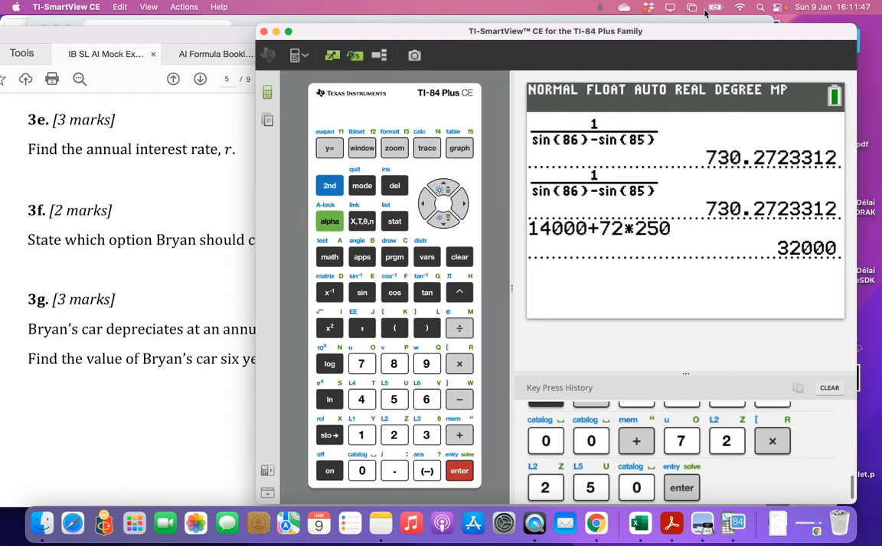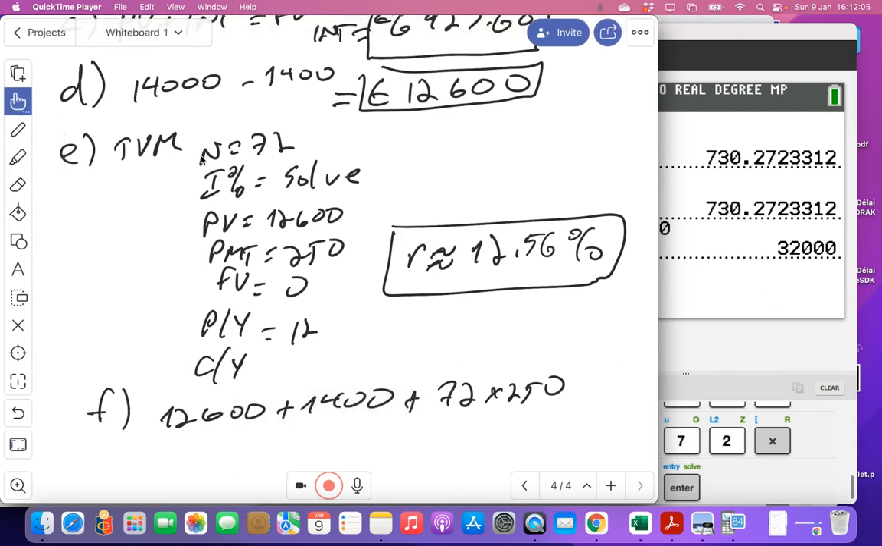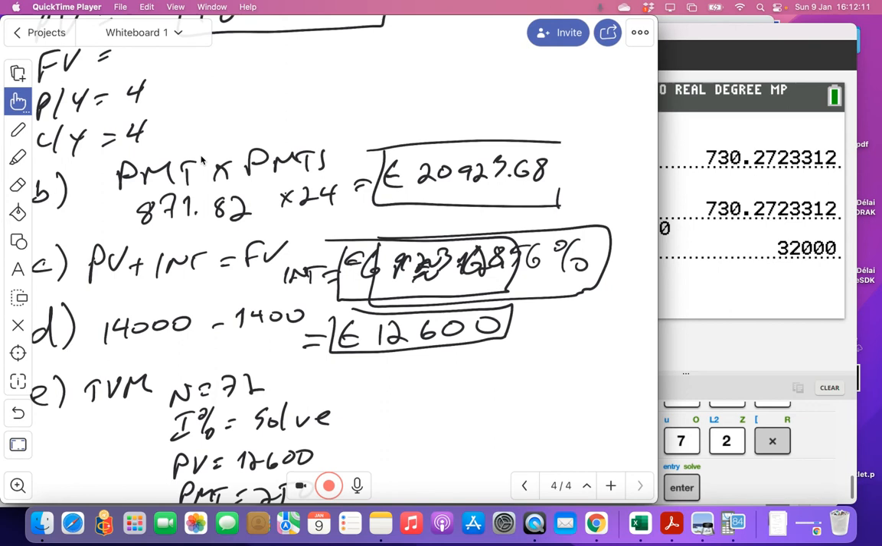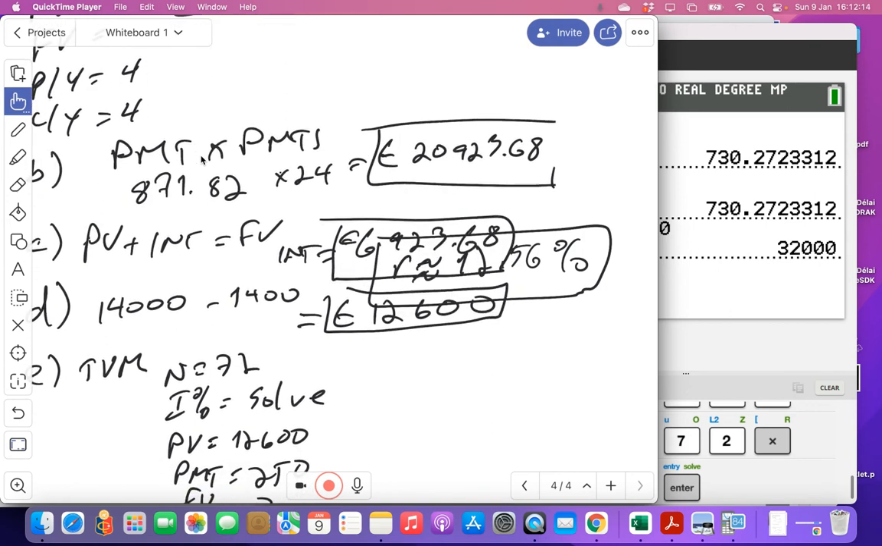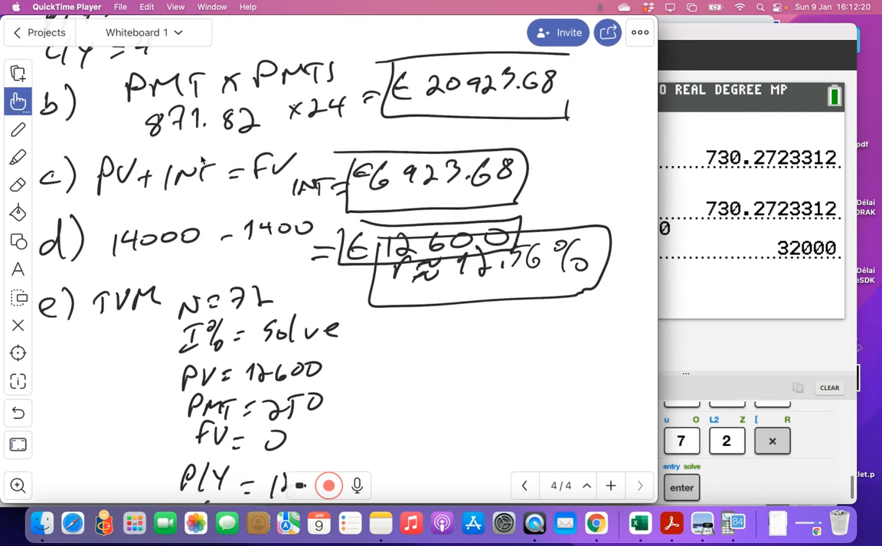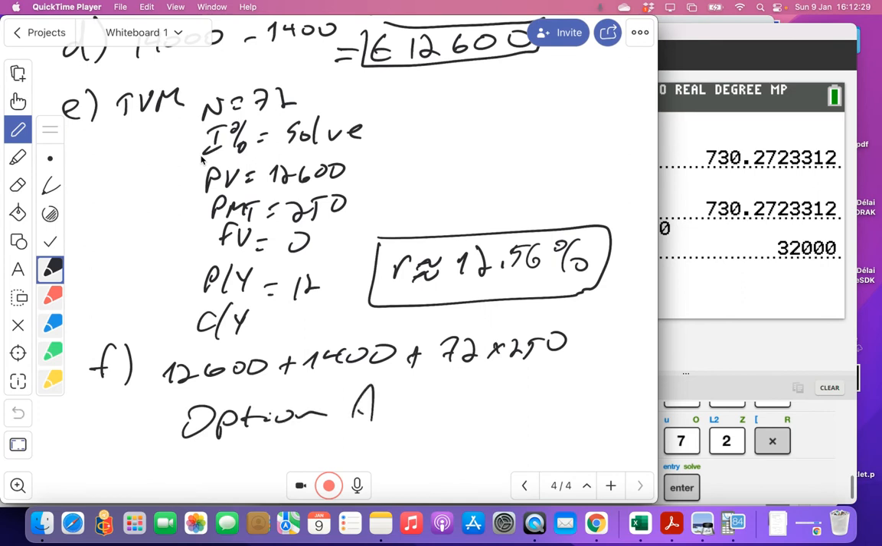Okay, so I get 32,000 there, and the previous option was what do we calculate up there for? I can't drag stuff anymore. 20,000. So definitely, option A is the cheapest option, and that's our justification. It's less expensive.